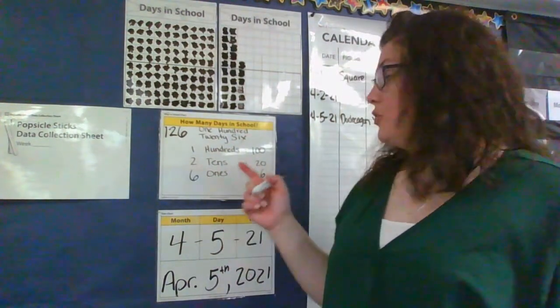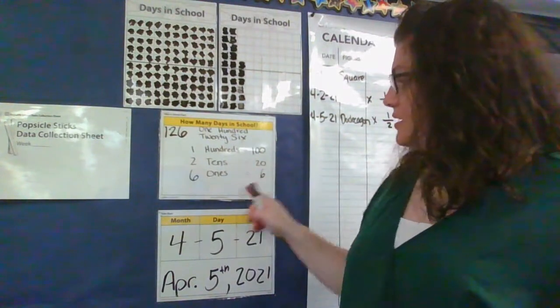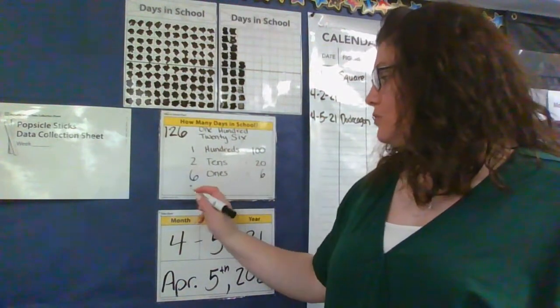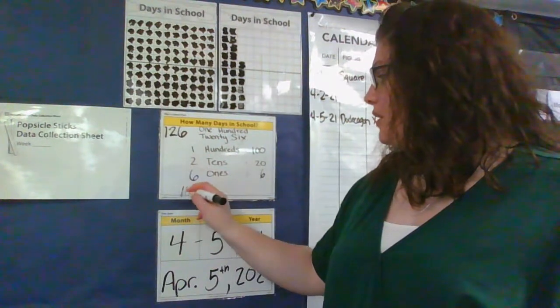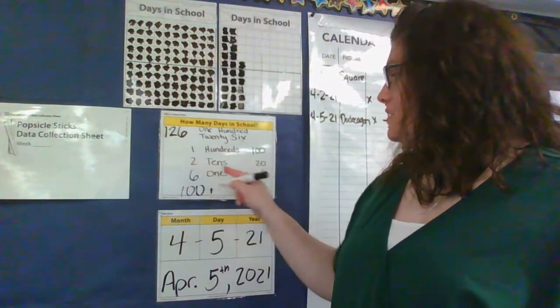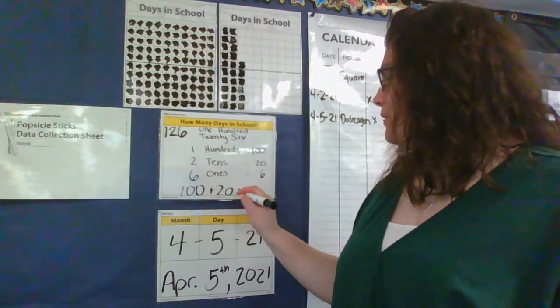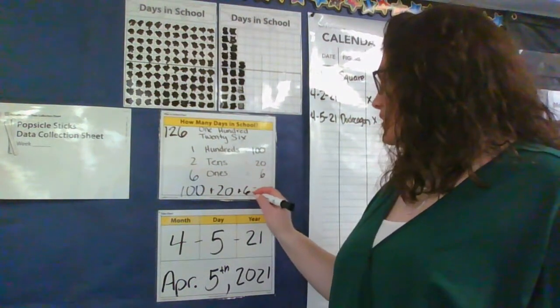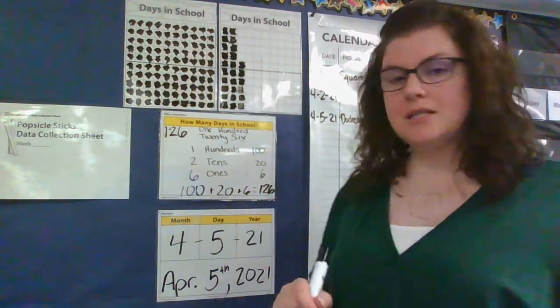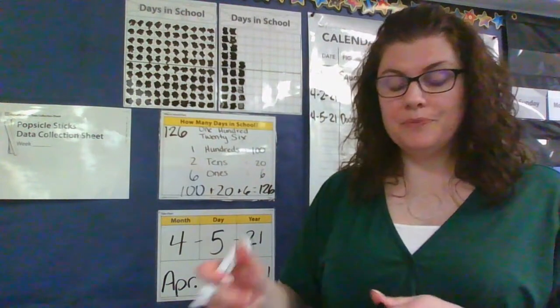Now let's put it all back together. We have to add these 3 numbers to get us back to our total days in school. So we're going to take our hundreds, that 100, plus our 10, so plus 20, plus our ones, plus 6, equals 126. All right, friends?